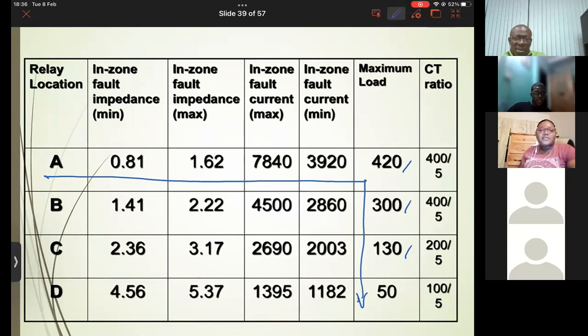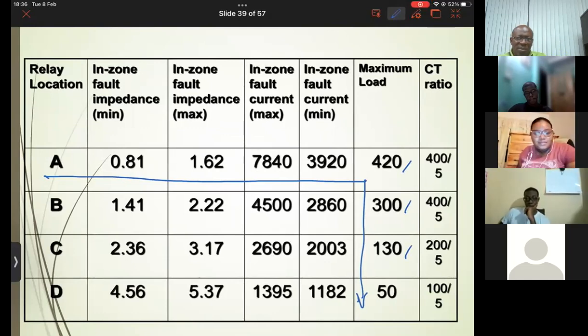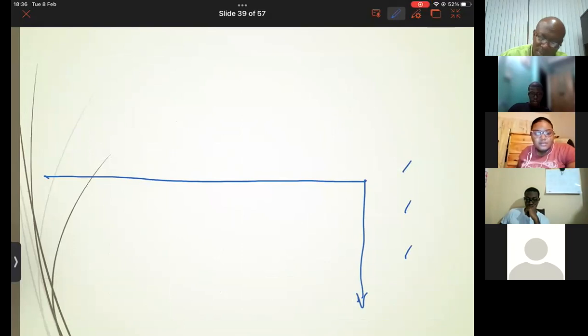Sir, could you go at that one more time, please? For the load currents? Yes, sir. All right, so here's your network.